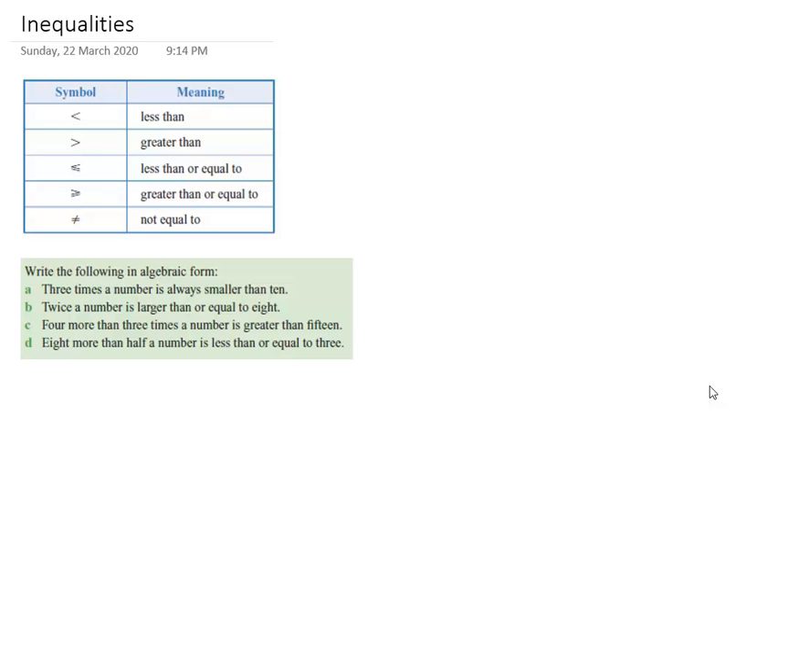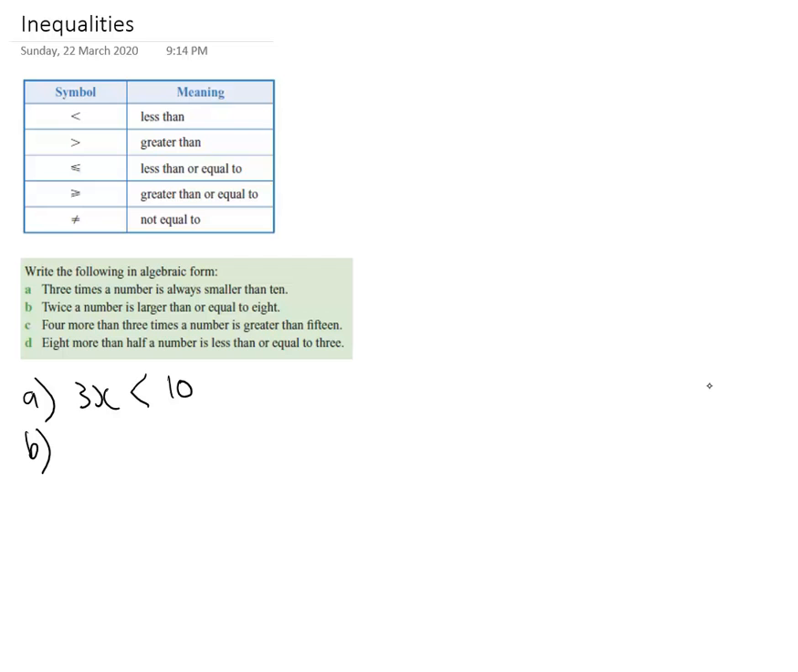So part A, 3 times a number is always smaller than 10. Well, we can write 3 times a number by just using a pronumeral. Let's use x, everyone's favorite pronumeral. So 3x. And then we're going to write is always smaller than 10. We can use our less than sign and point the smaller side towards the 3x and then write 10. So it says 3x is less than 10. So just remember, less than, the small side or the narrow side of the symbol points towards the smaller side. So that way we can be sure we've done it correctly.